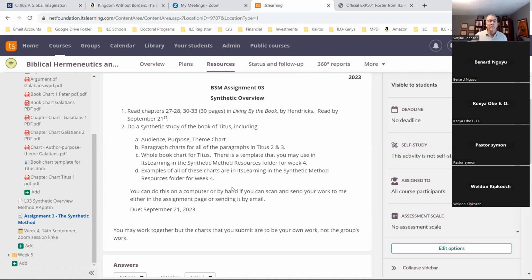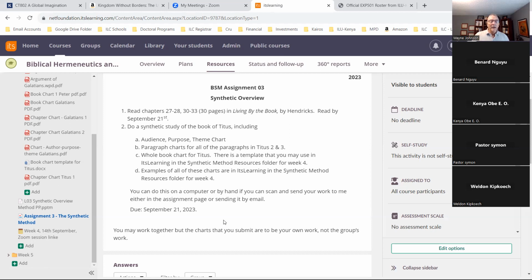Okay, that's good. So just finishing up with this, all of these examples are in the chart. Oh, you know what? I'm sorry I didn't include this, but I'm going to add it here. I can't do it on the spot. So I want you to do an argument. I'm sorry that I forgot that. I'm going to have you do an argument for the book of Titus also. So I will make an adjustment on this assignment soon. And so, do an audience purpose theme chart, do an argument for the book of Titus, do those paragraph or chapter charts for Titus 2 and 3, and then finally put it all together in a book chart.